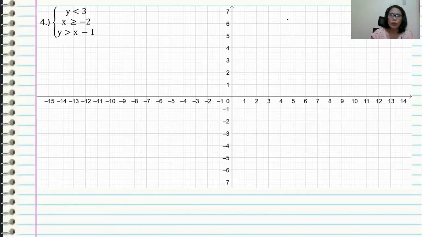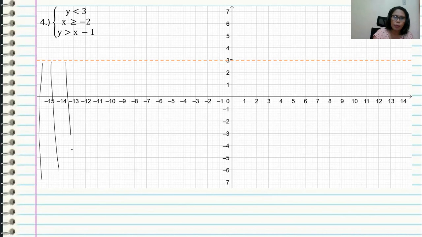Okay, so let's proceed to the fourth example. So we have y is less than 3. So it's a horizontal dash line represented by the inequality. And we're going to consider 3 here. So the graph is a horizontal broken line or dash line. Now, the shaded region will be below this horizontal line. So we have the graph shaded region represented by this.